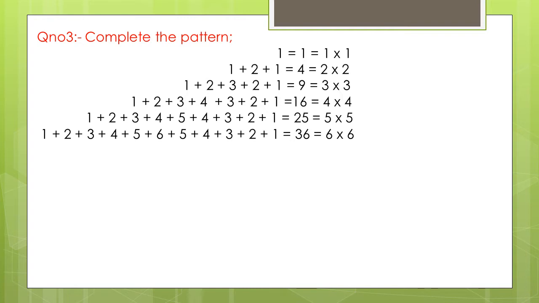If we go to 1 plus 2 plus 3 plus 4 plus 5 plus 6 plus 7, and then repeat back down, 6 plus 5 plus 4 plus 3 plus 2 plus 1, it is equal to 49, so the square number is 7 times 7 is 49. These are all perfect squares.